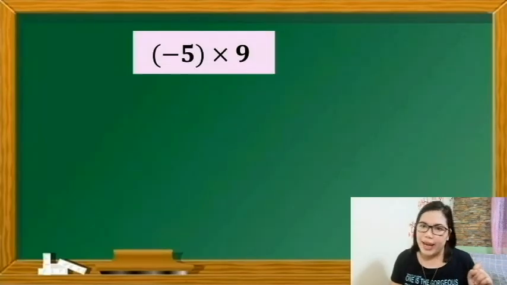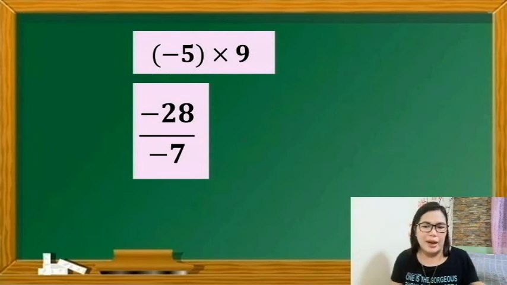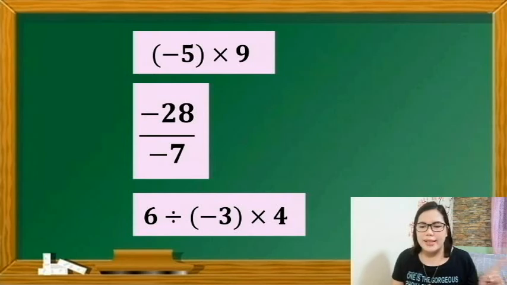First, we have negative 5 times 9. What is the product? Second, negative 28 divided by negative 7. Okay, last one. 6 divided by negative 3 times positive 4.